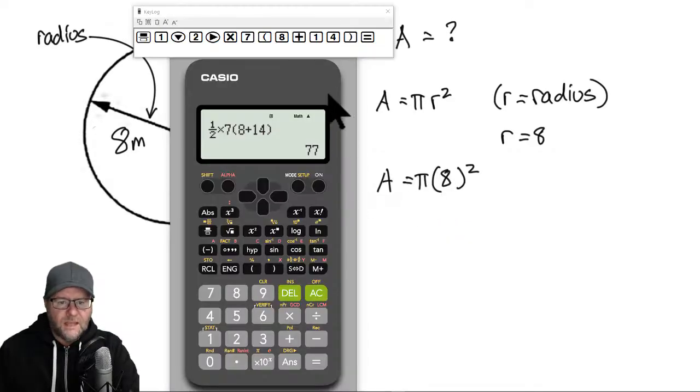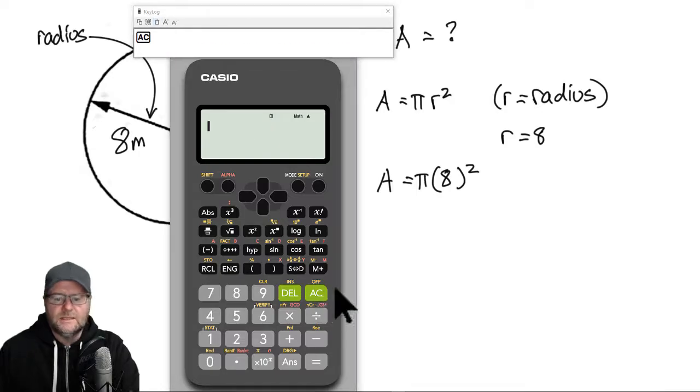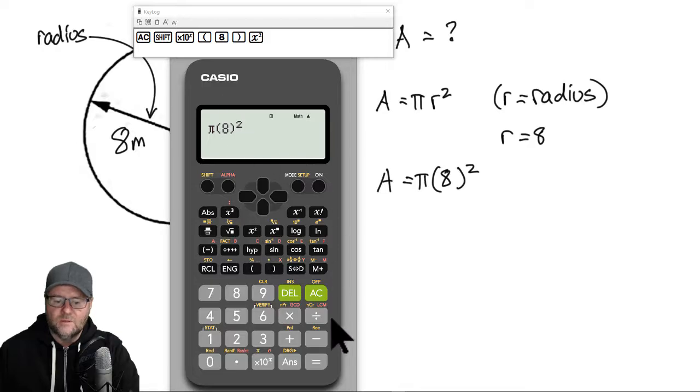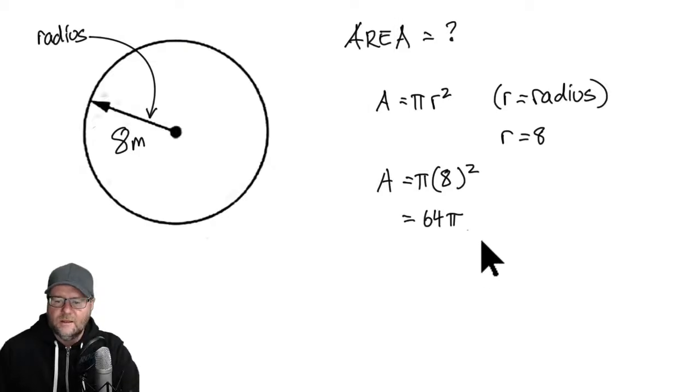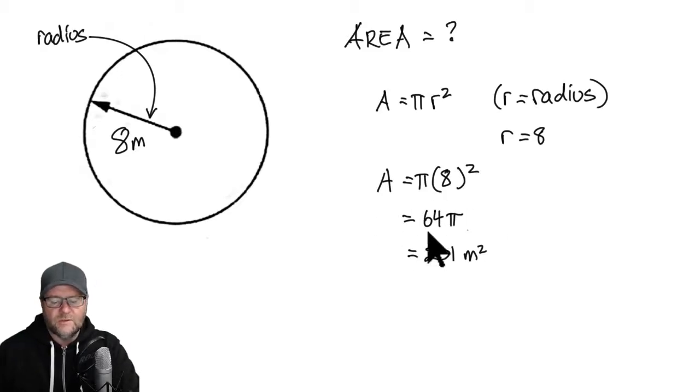So let's put that in. Let's clear everything we've got here. I'm just going to put it in exactly as you see it. Now to get pi, we hit the shift button first, then this button down here, because see the little yellow pi symbol there. So we hit shift, then this times 10 to the x button gets me my pi symbol. Open bracket, 8, close bracket, x squared button gets me the squared symbol. Hit equals, and I've got a value of 201. Now, you'll notice I left that in its first case, 8 squared is 64. You could leave that as 64 pi, you'd still be correct. But if we do that in the calculator, we're going to get 201.